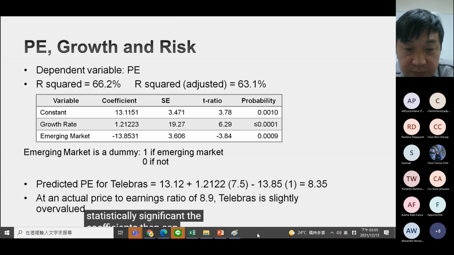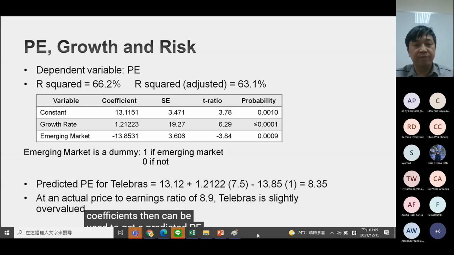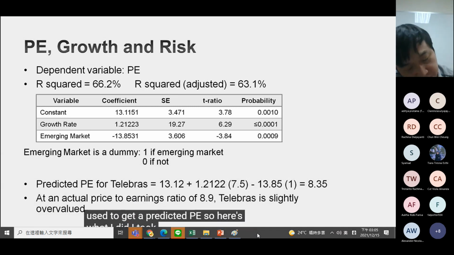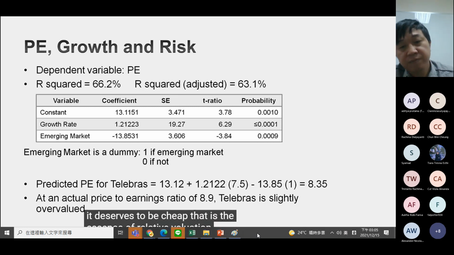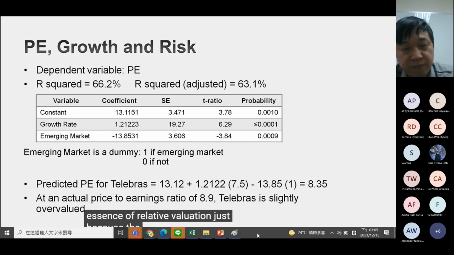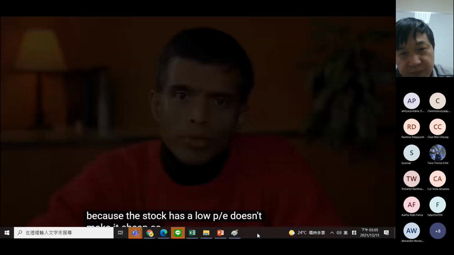The coefficients then can be used to get a predicted PE. So here's what I did. I took the regression, I plugged in the numbers for Telebras into that regression. And when I plugged in the numbers, I got quite a surprise. I got a predicted PE which was well below my 8.9. It was only 8.3. The stock looks cheap, but guess what? It deserves to be cheap. That is the essence of relative valuation. Just because a stock has a low PE doesn't make it cheap.